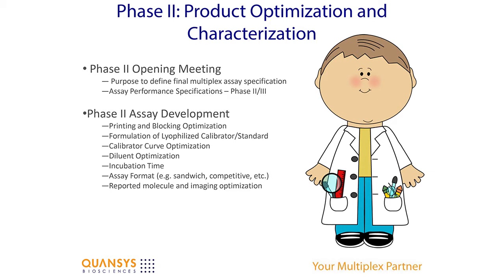And in this opening meeting, we will review the results of phase 1, and again, we review the customer's requirements for the assay. And we establish those performance specifications. Now, it's important to note that these specifications we establish are the same for phase 2 and phase 3. We want to show at the end of phase 2 that we've met the specifications. At the end of phase 3, we want to show that in a controlled production environment, we are still meeting those specifications. So the specifications are the same for phase 1 and phase 2 and 3.